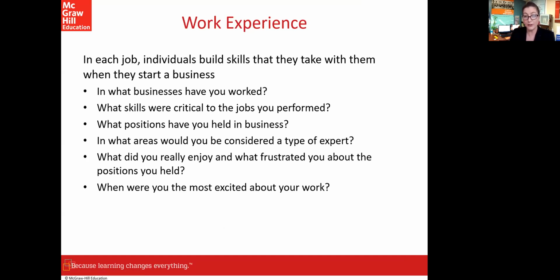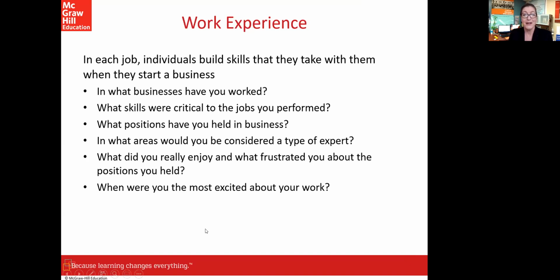What skills did you develop in that role? Can you turn that into a business? What skills were critical to the roles that you were performing and the responsibilities that you held? Can you turn that into a business? What positions did you hold? Do you have managerial experience, or are you not interested in managing a team? In what areas would you consider yourself a type of expert? Or where are the areas that you feel like you need to develop your expertise a little bit more? What frustrated you? Maybe you need to steer clear of that.